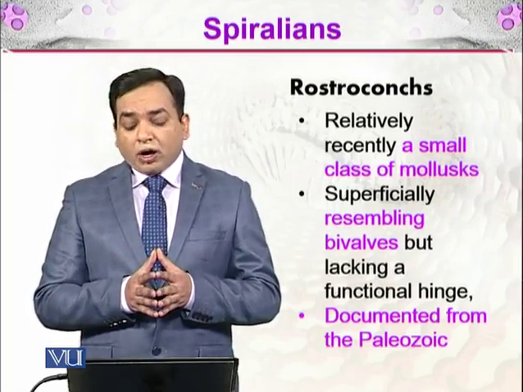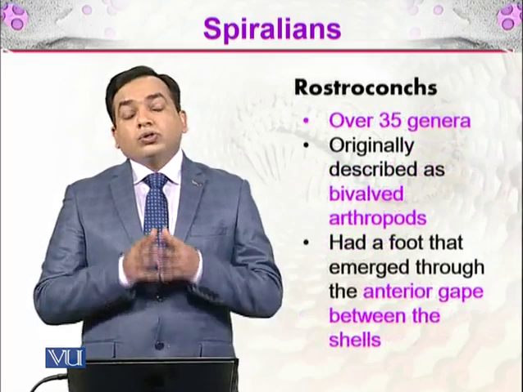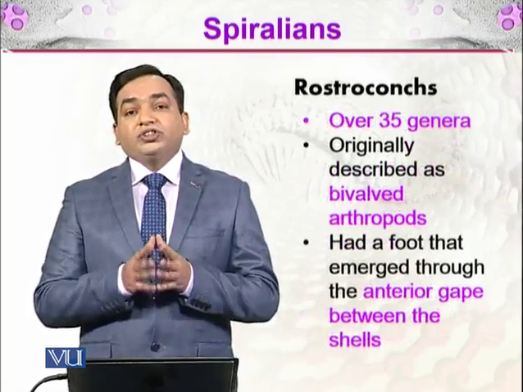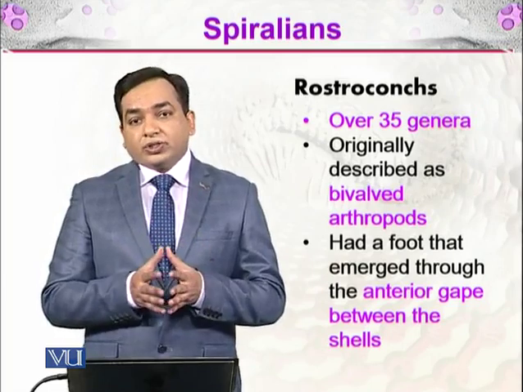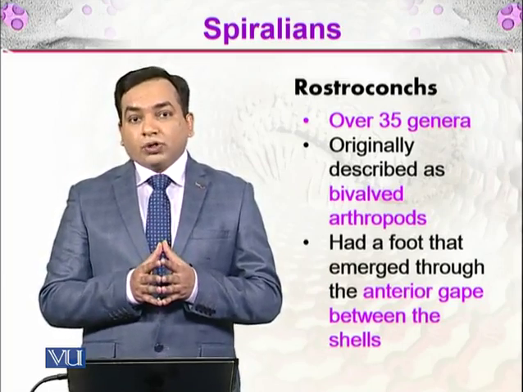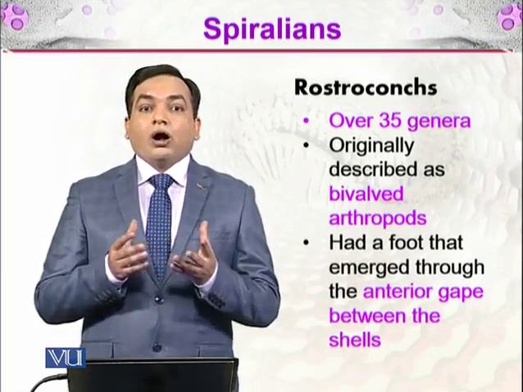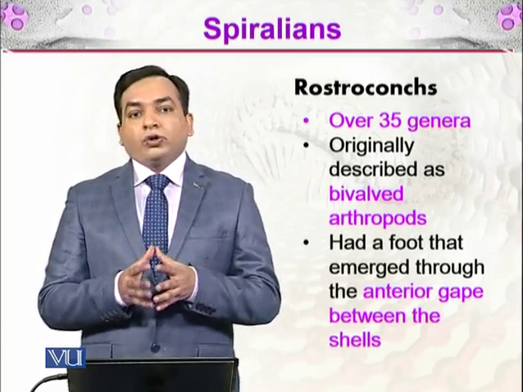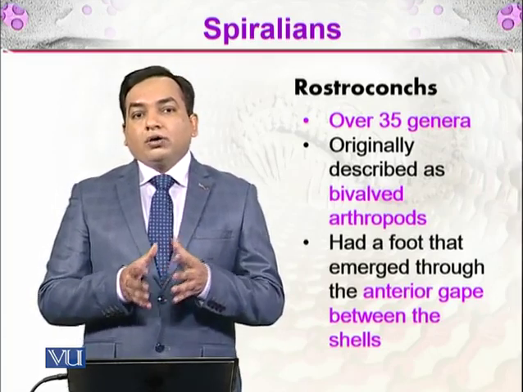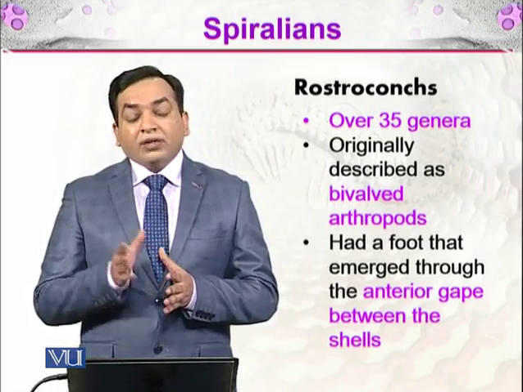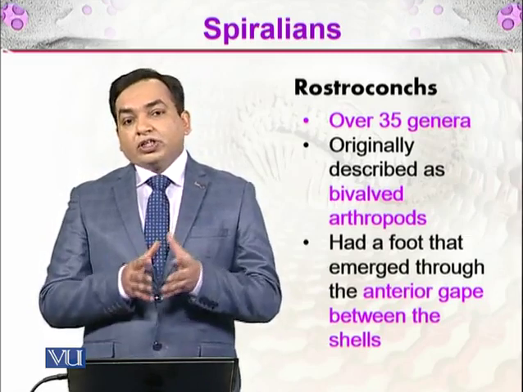And the Rostroconchs are documented from the Paleozoic. There are over 35 genera of the Rostroconchs which have been described, and they are extinct now, right? So we cannot see much of the Rostroconchs today. These were originally described as bivalved arthropods. So sort of the Arthropoda, which is a whole different phylum, these Rostroconchs were originally placed in there. And it is assumed that they had a foot that emerged through the interior gap between the shells.